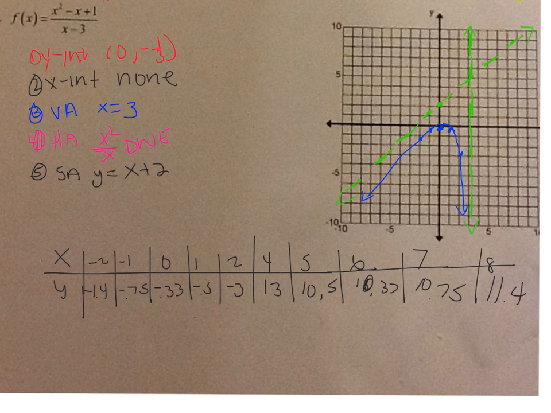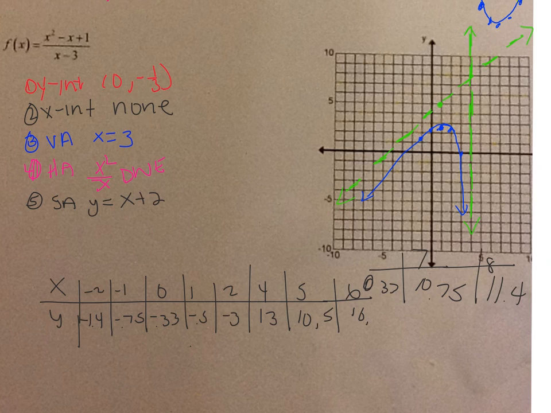Now let's check the other side over here. I have 4 is 13, so that's all the way up here. 5 is 10.5. 6 is 10.33, so it's a little bit closer. And 7, now it's going back up. 7 is 10.75, and 8 is 11.4, so let me pull it down a tiny bit. So it looks like that.